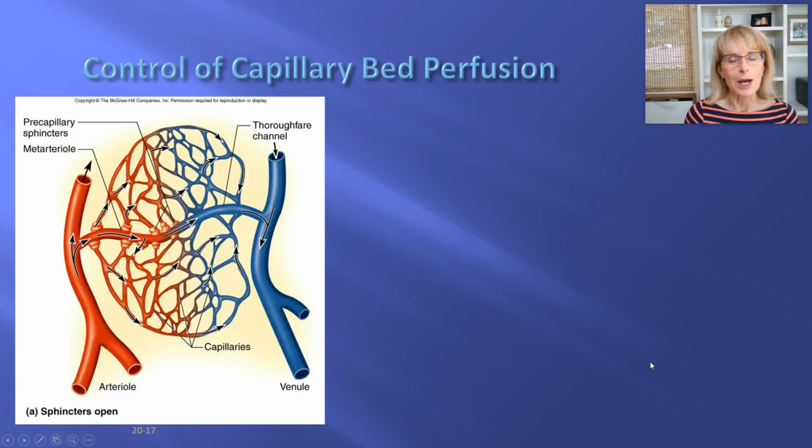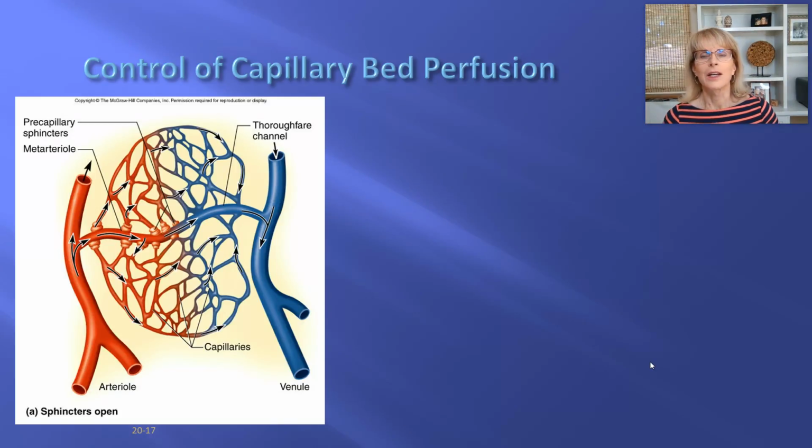We've been talking about capillary bed transfer of materials, and now we're going to talk about a subject called capillary bed perfusion. Let me start by defining perfusion. Perfusion is defined as the number of milliliters of blood that will travel through a gram of human tissue in 1 minute. That is perfusion.